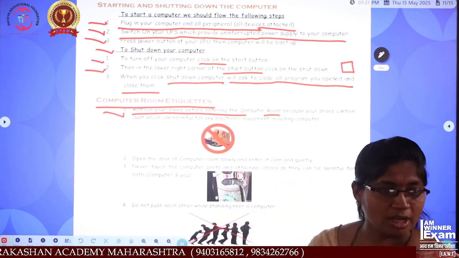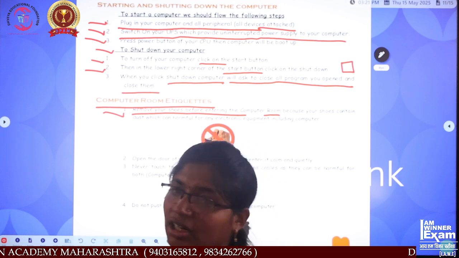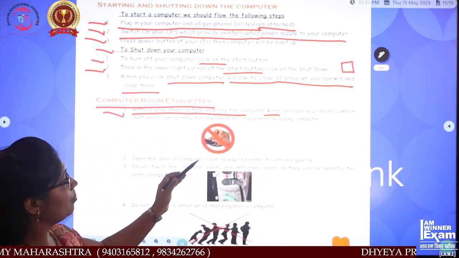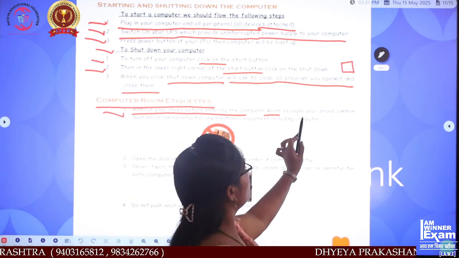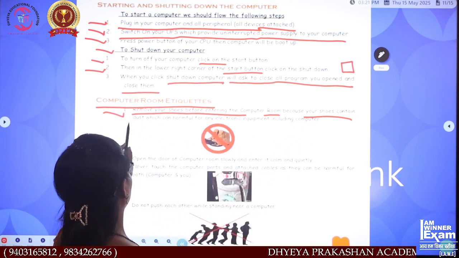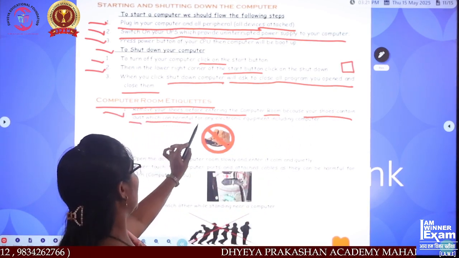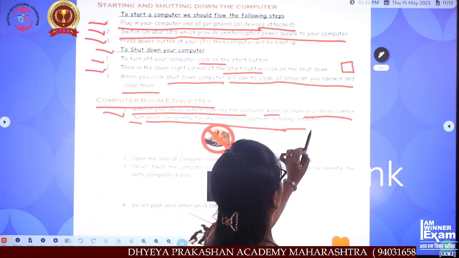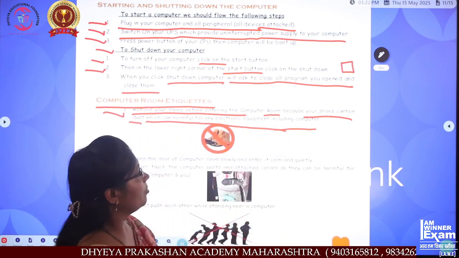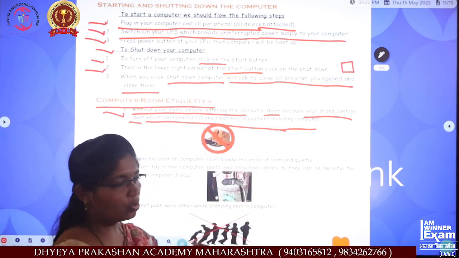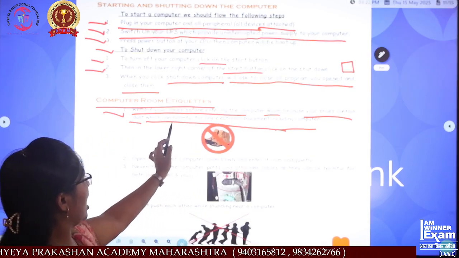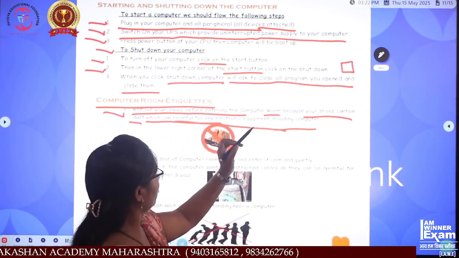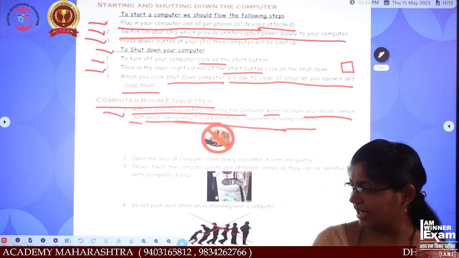Remove your shoes before entering the computer room because your shoes contain dust which can be harmful for any electronic equipment including computer.